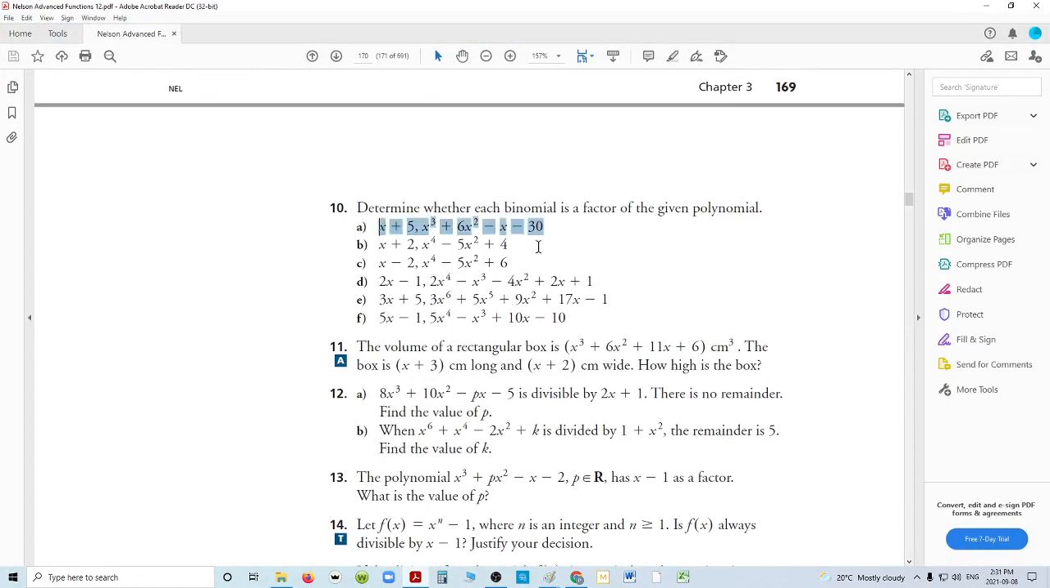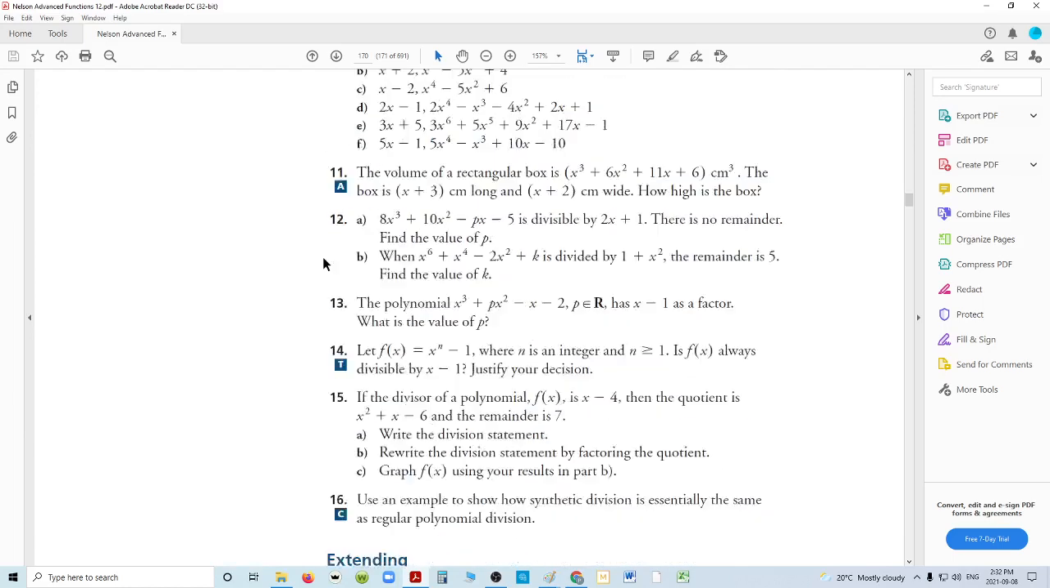So they want you to determine whether each binomial is a factor. So they want you to do long division. Now there's a little trick here. What's the root of this? It's minus 5, right? If I put minus 5 in this equation, if it's a factor, it's going to come out as 0. They're not going to teach you that until the next chapter. What they want you to do is do synthetic or long division and see if the remainder is 0. If the remainder is 0, it is indeed a factor. But the shortcut is putting this minus 5 into this equation, and if it comes out as 0, it is indeed a factor.